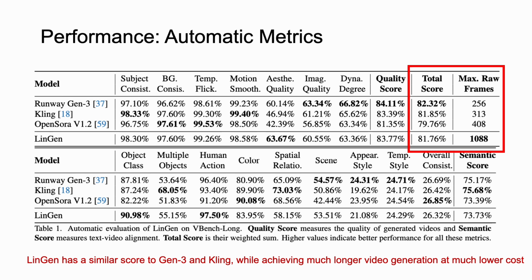As you can see in this table, LinGen has a similar score to Runway Gen 3 and Kling and outperforms OpenSora 1.2 significantly, while achieving much longer video generation at significantly lower cost.